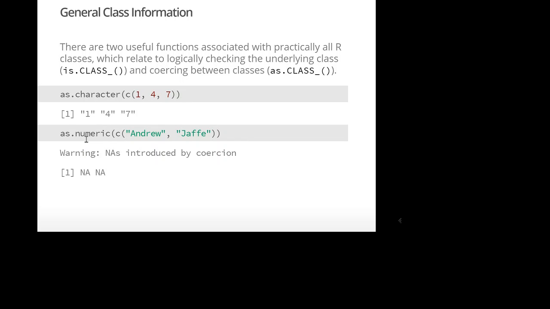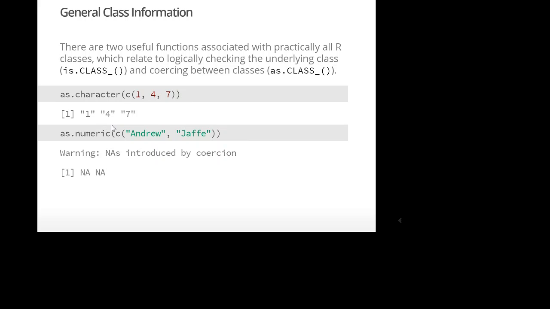However, if you try to coerce something where R is like, I don't know what Andrew is and what Jaffe is in regard to a number, so I'm going to be safe and just say NA, and then give you this warning message saying NAs introduced by coercion. So the coercion part's from the as, the NAs just come because it can't make these things numeric.